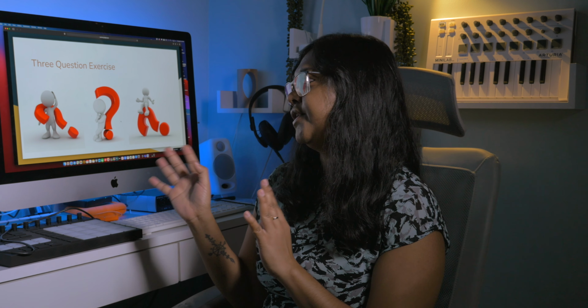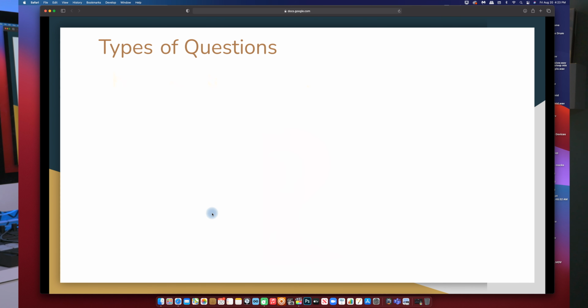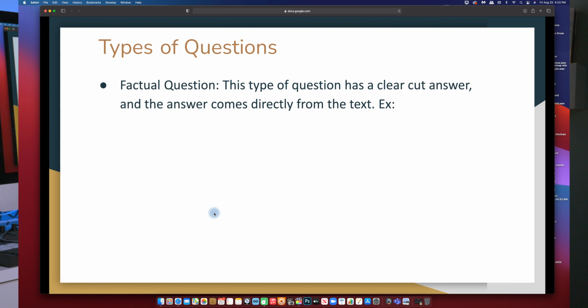Now we're going to shift gears a little and talk about the 3-question exercise. So this exercise helps you when you are trying to, again, deepen your understanding of a text, and also when you're trying to generate ideas that you may want to write about for an essay. So when we talk about a 3-question exercise, we have 3 different types of questions.